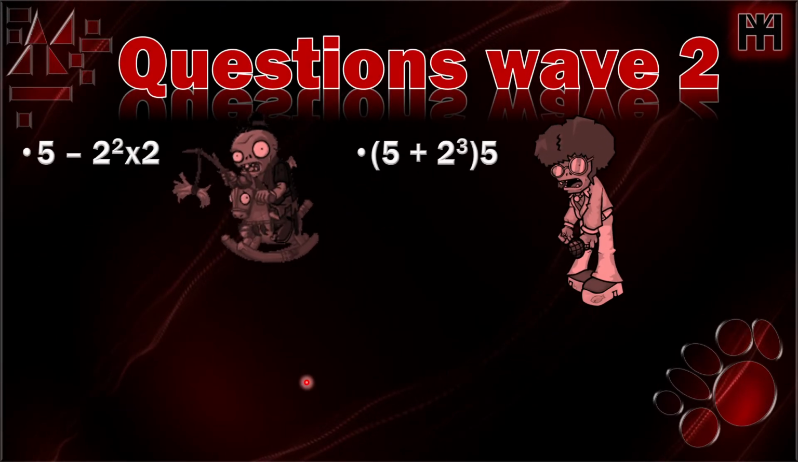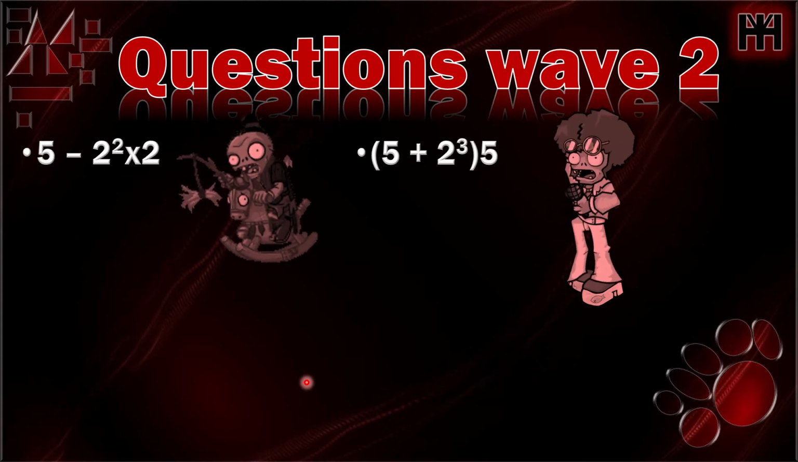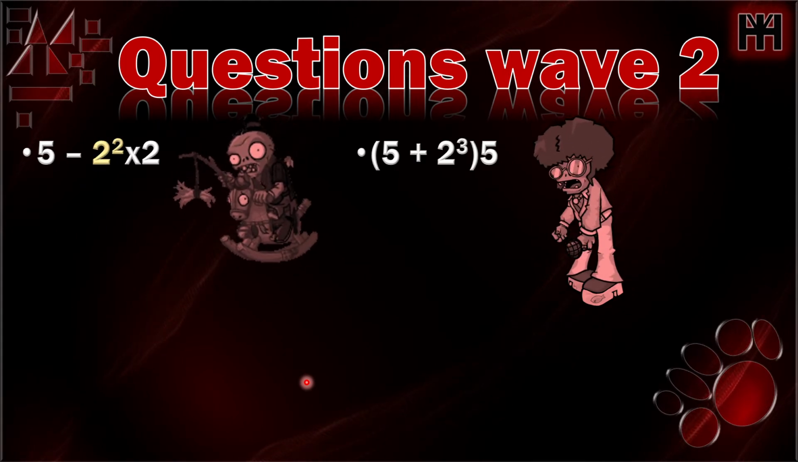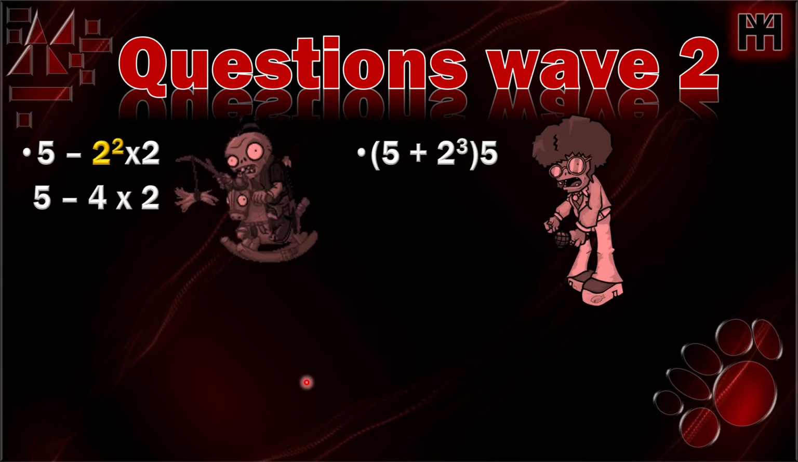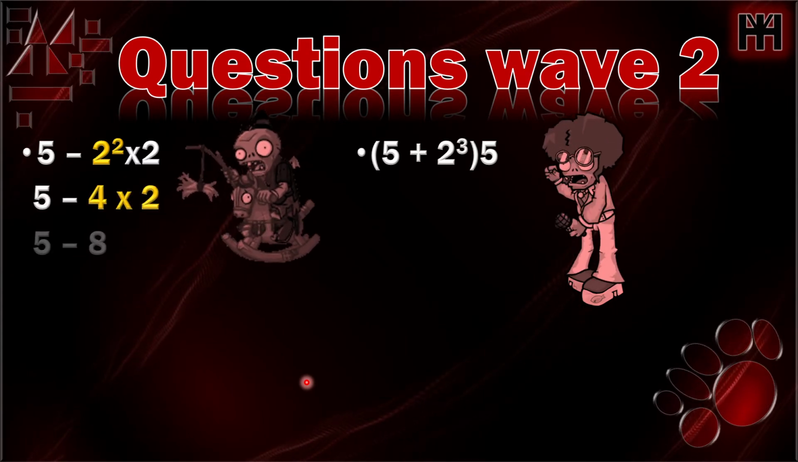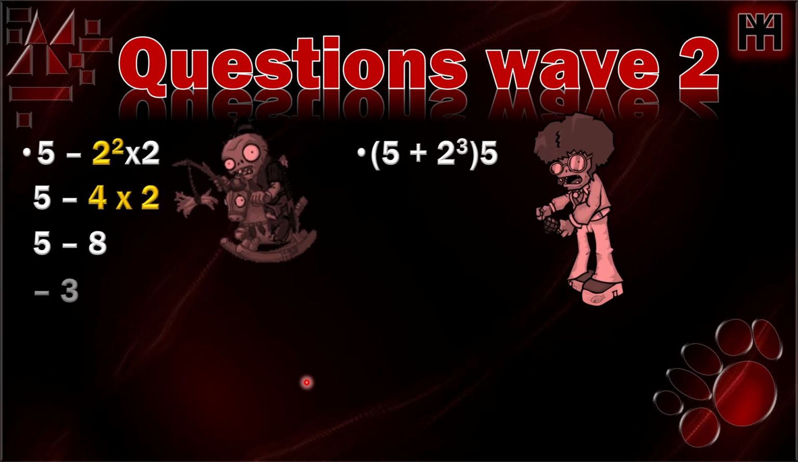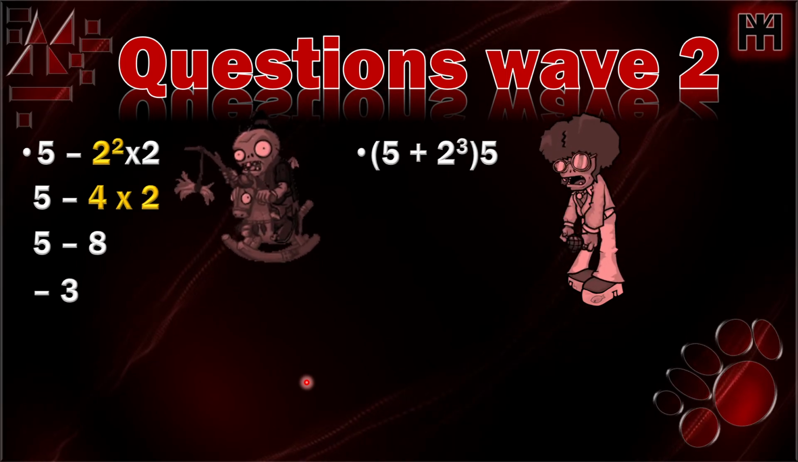Questions wave 2. 5 minus 2 squared times 2. We'll start with 2 squared, and it will be 5 minus 4 times 2. Then the multiplication. So we have 5 minus 8. So the result will be negative 3.